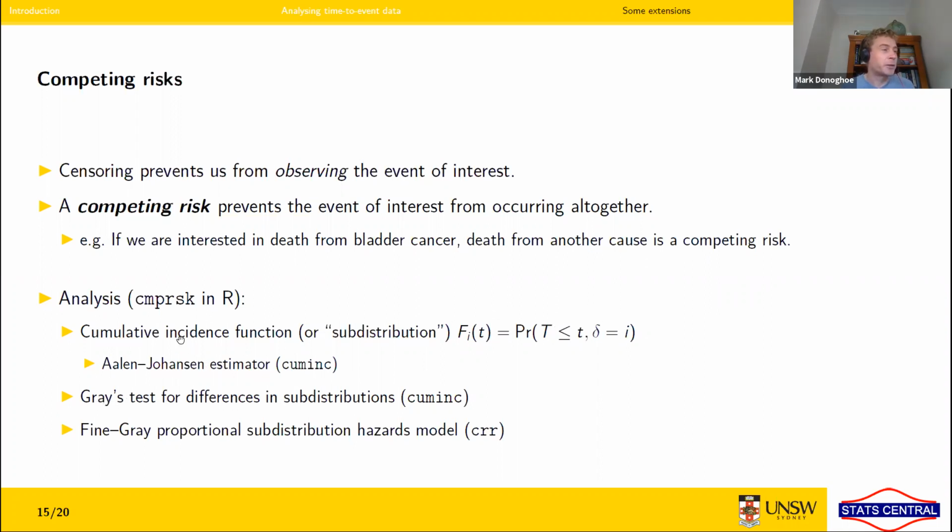Gray's test will test differences in these subdistributions, and like the Cox proportional hazards model, there's a type of proportional subdistribution hazards model, which is a similar idea.